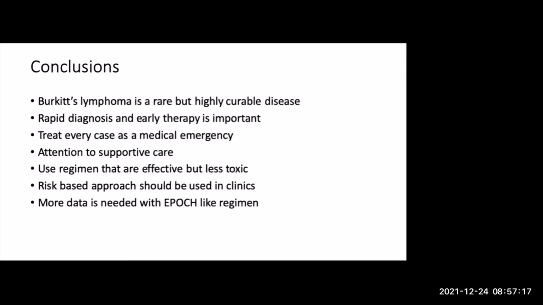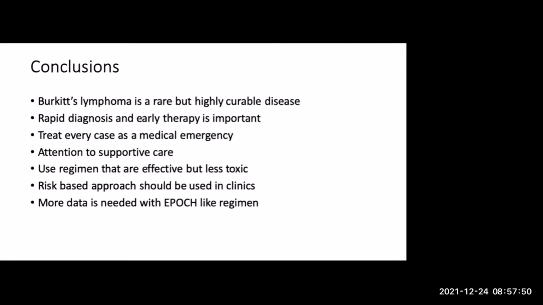So Burkitt's lymphoma is a rare but highly curable disease, and so rapid diagnosis and early treatment is important. Treat every case as a medical emergency, and attention is to be paid to supportive care. Use regimens that are effective but less toxic, and a risk-based approach should be used in the clinic, like low risk can receive 4 cycles versus high risk can receive 6 cycles.